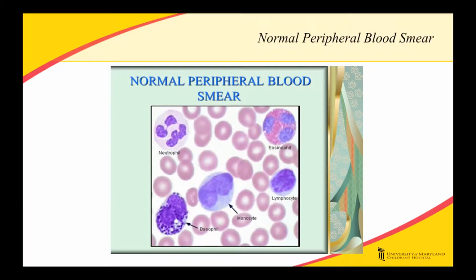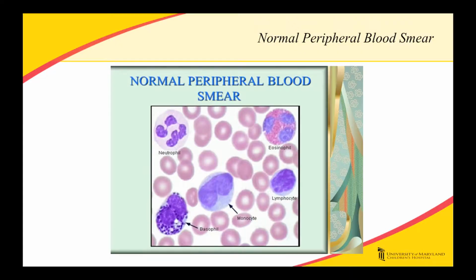This is an example of a normal peripheral blood smear, and I just want to call your attention to this. This is a normal neutrophil, and these are the red cells. This is a normal eosinophil, lymphocyte, monocyte, and basophil. And it was remarkable that they got this all in one screenshot.